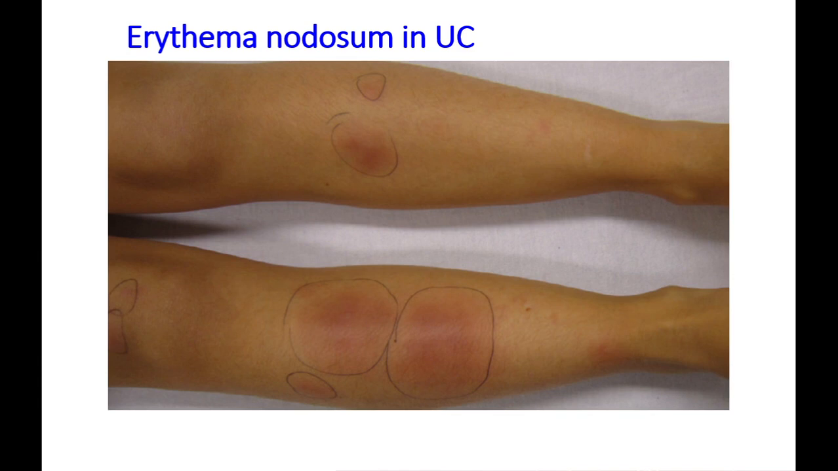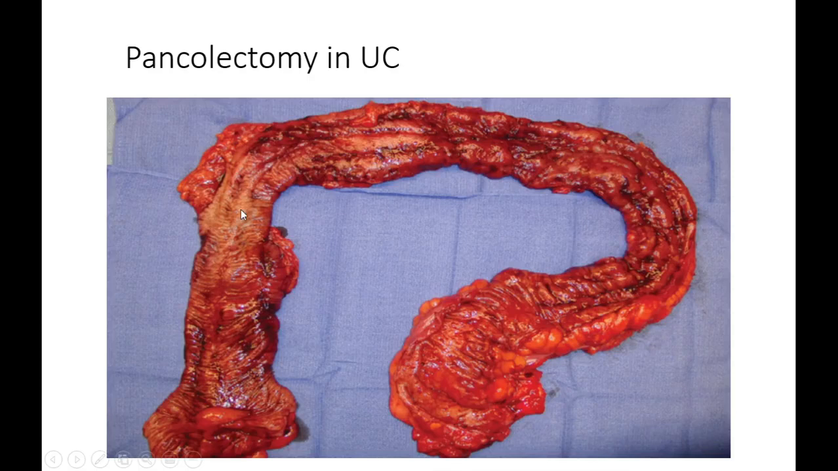Erythema nodosum is a skin or cutaneous manifestation of ulcerative colitis, an extra-intestinal inflammatory manifestation. Pancolectomy, another specimen: ascending colon, transverse and descending colon, with bleeding, erythema, and severe thinning of the wall. The wall is severely thinned and transformed into a pipe-like tube with loss of haustration of the colon, due to severe thinning, fibrosis, and atrophic changes of the wall.